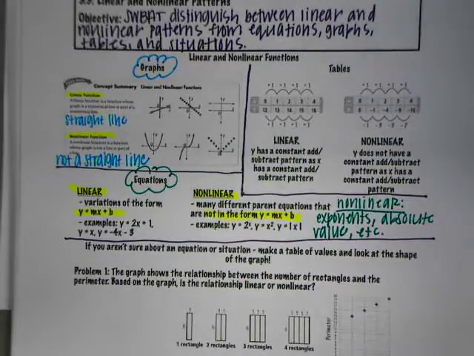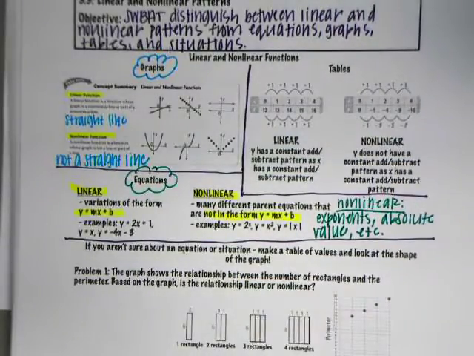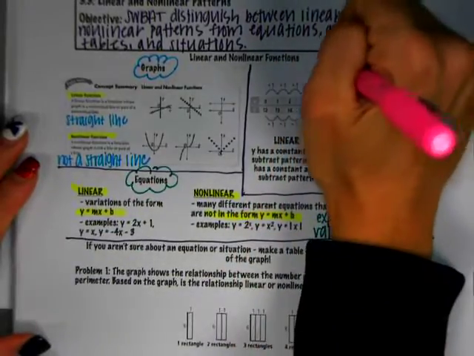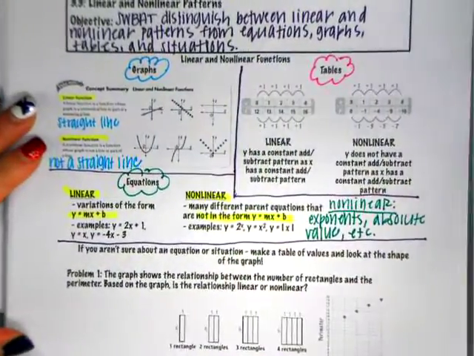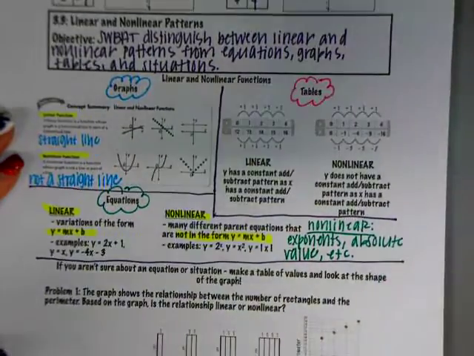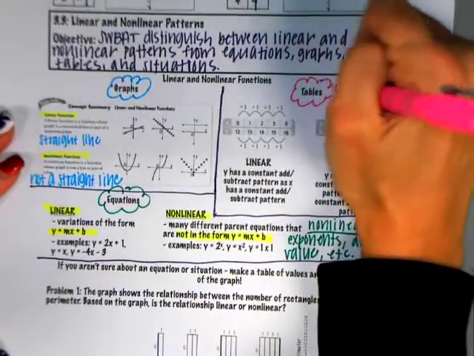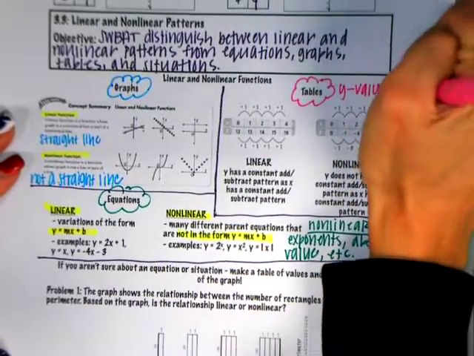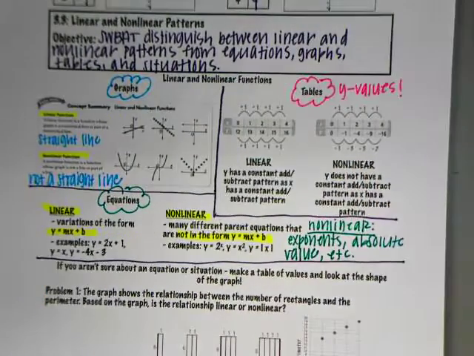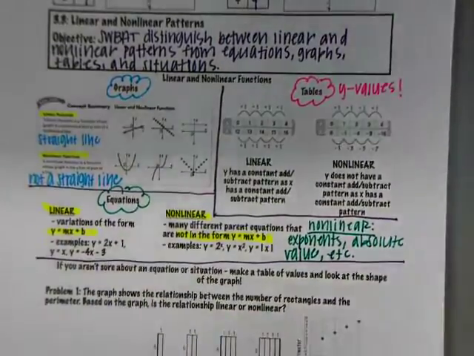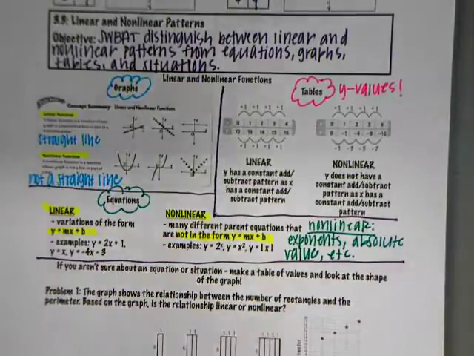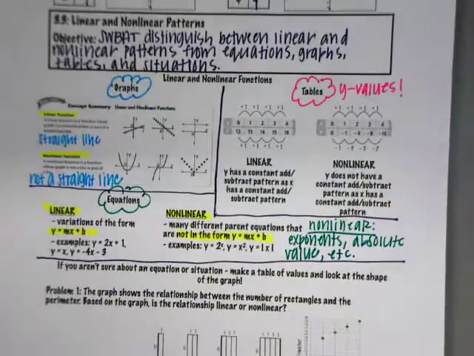All right, and then on tables, the values that you care about on tables that are going to tell you linear versus nonlinear are the y values. The x values are going to be going up by 1 or up or down by whatever, but the y values, what you're getting after you put something into a function, what you're getting as the answer, is what's going to tell you.